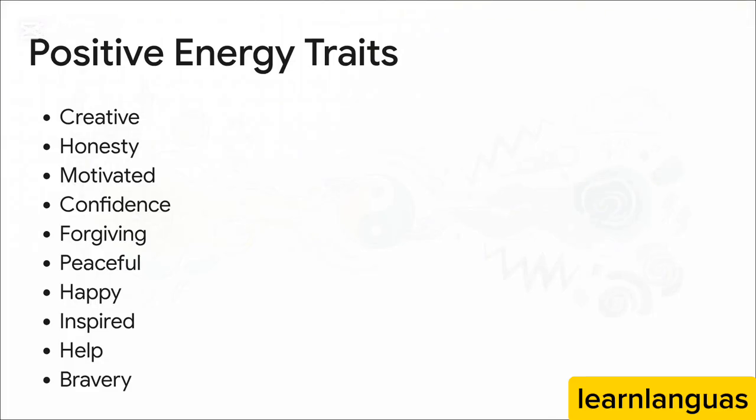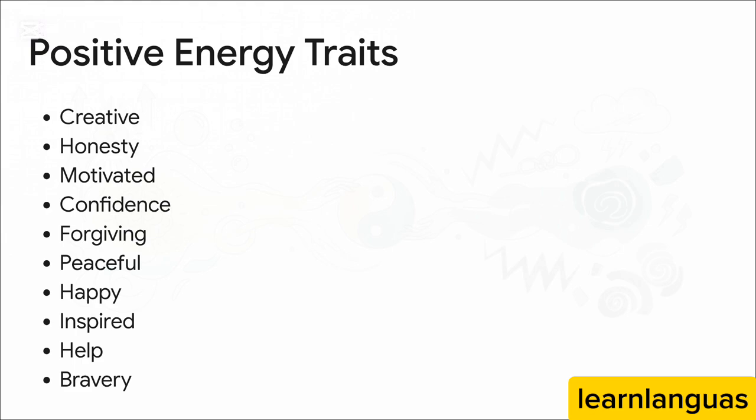So what exactly is fueling this lush canopy? Well, the source gives us our second list of 10 traits, which are the exact counterbalance to the left side. We've got creative, honesty, motivated, confidence, forgiving, peaceful, happy, inspired, help, and bravery.